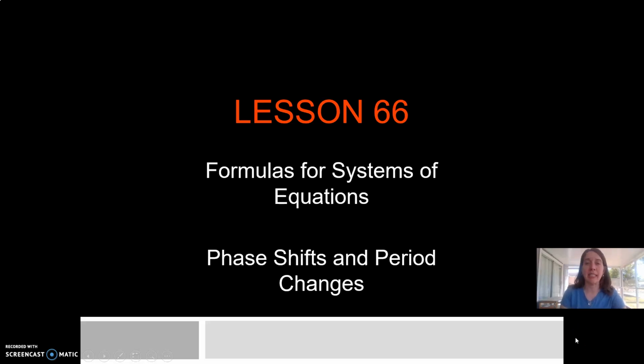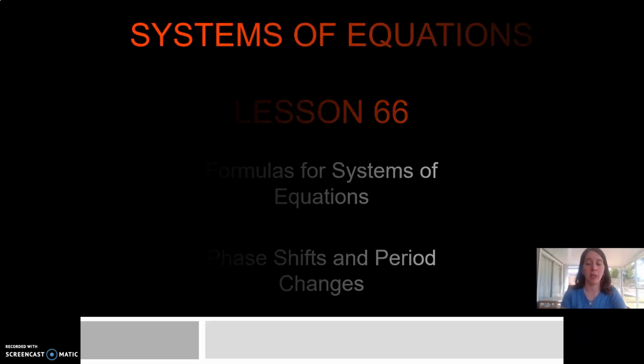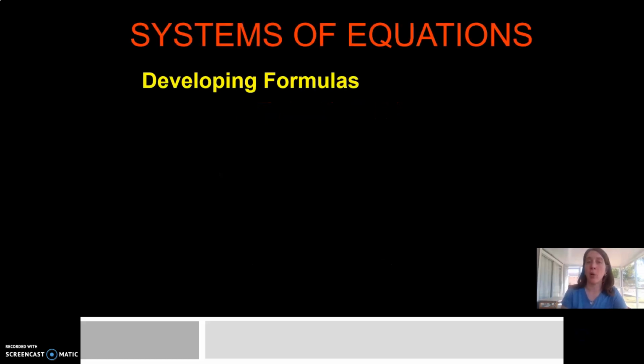Today's lesson, lesson 66, we'll be talking about the formulas for systems of equations. In tomorrow's lesson, we'll do our continuation of lesson 66, talking about our phase shift as well as our period changes. Now, back in lesson 62, we had gone over some different kinds of systems, and those were dealing with things that had abstract coefficients.